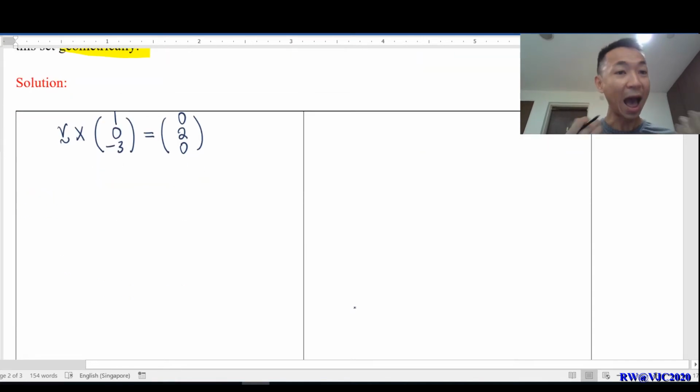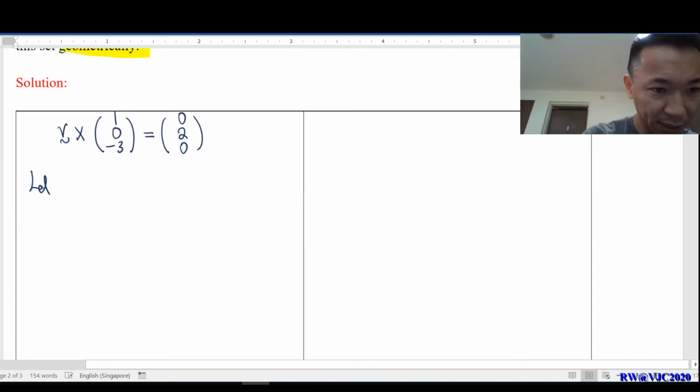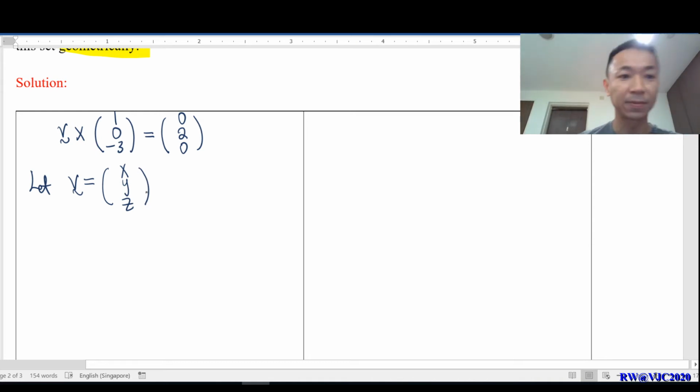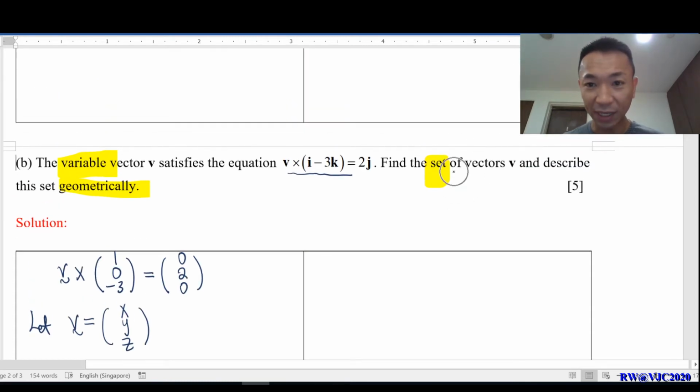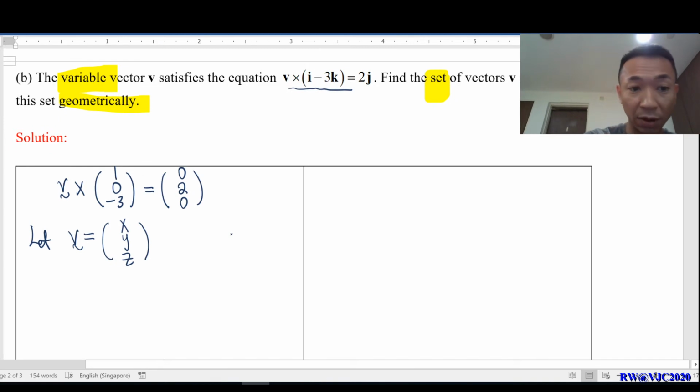There's no other way unless you let V be equal to (x, y, z). That's the only way we can do it. Because you can't do division, the only way is to let it be (x, y, z). How will we then eventually solve for the set of values and worry about the geometry later? Okay, we proceed. I don't think it's difficult for all of us to proceed.